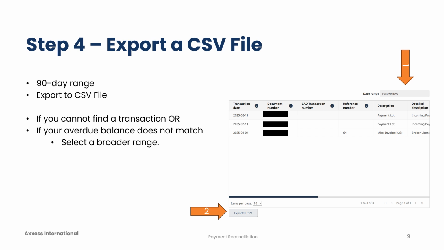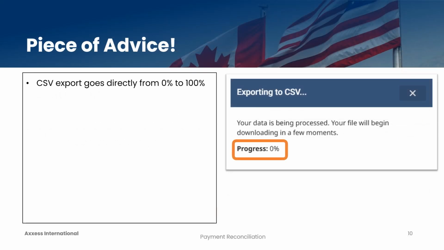If ever you cannot find a transaction, or if when you do the calculations, your overdue balance does not match what we've seen in account details in the previous section, you will want to manually select a broader range of date. When you export the CSV file, make sure you are patient. The progress chart goes directly from 0% to 100%.